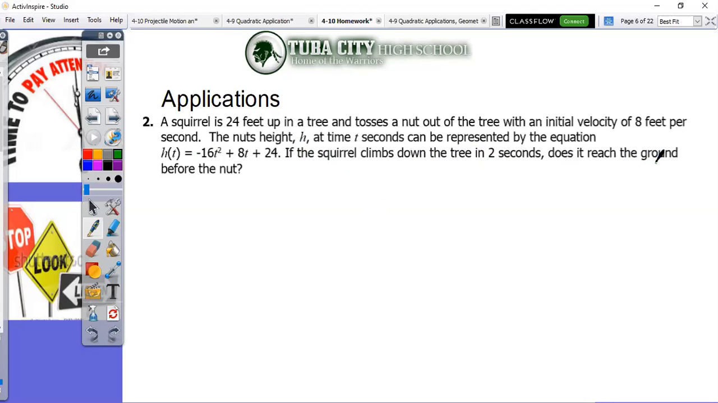Okay, so let's see. Just to draw a picture, let me go ahead and draw a tree. It doesn't have to be fancy. I'm just drawing for fun, really. Let's see, there's a branch coming down here, some leaves on it, and there's our squirrel.